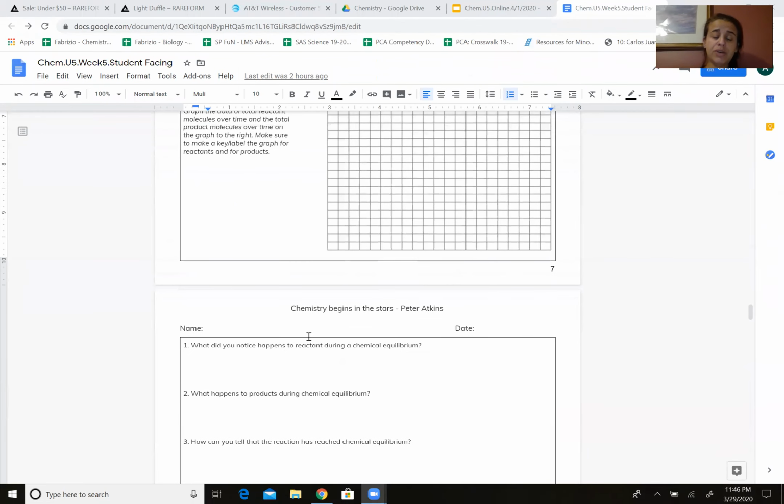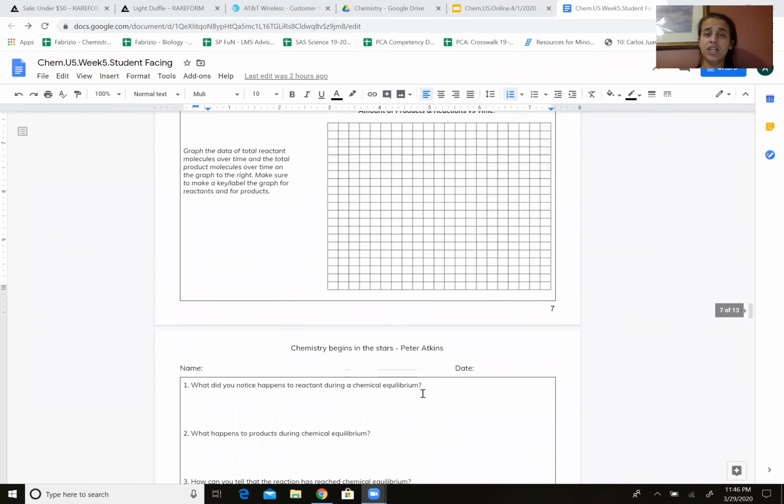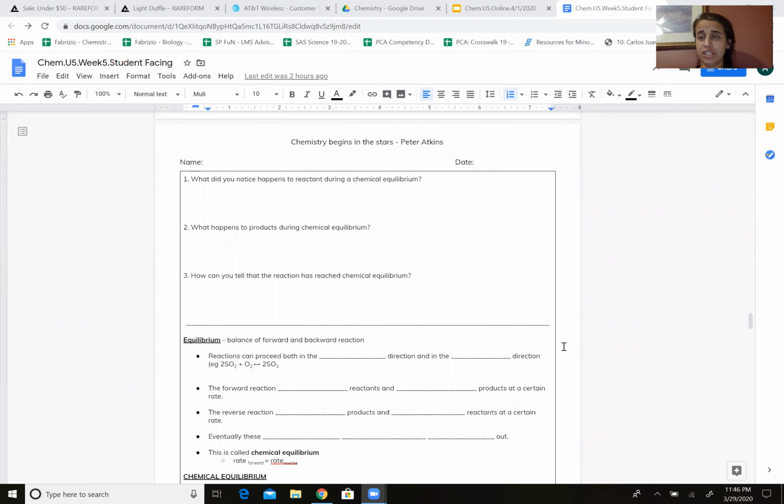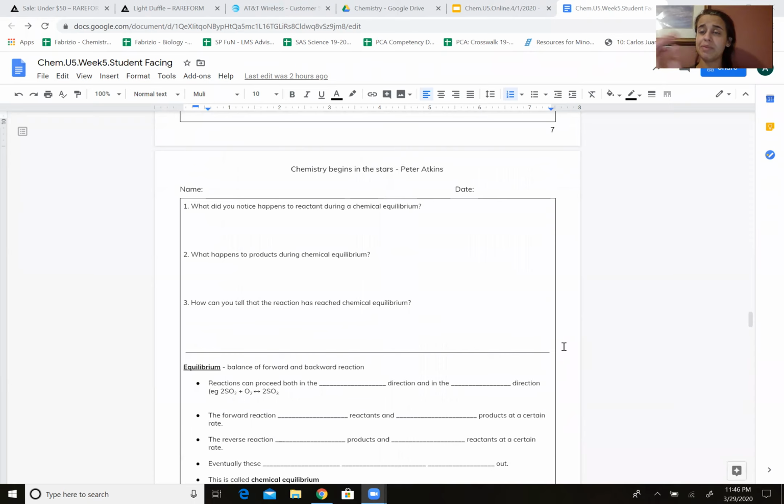So then you have questions 1, 2, and 3 to answer. So as we were just doing our annotations, after you just made those annotations of the graph, what do we notice is happening? What happens to our products during chemical equilibrium? And then 3, how can you tell that the reaction has reached chemical equilibrium? So pause the video now to complete questions 1, 2, 3 at the top of page 8, and then we'll go over them together before we move on.